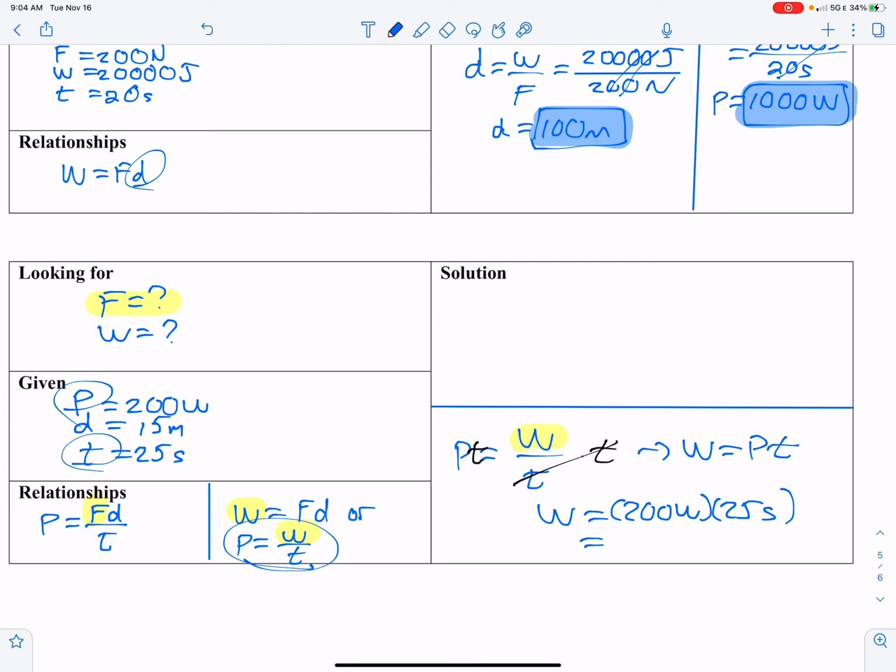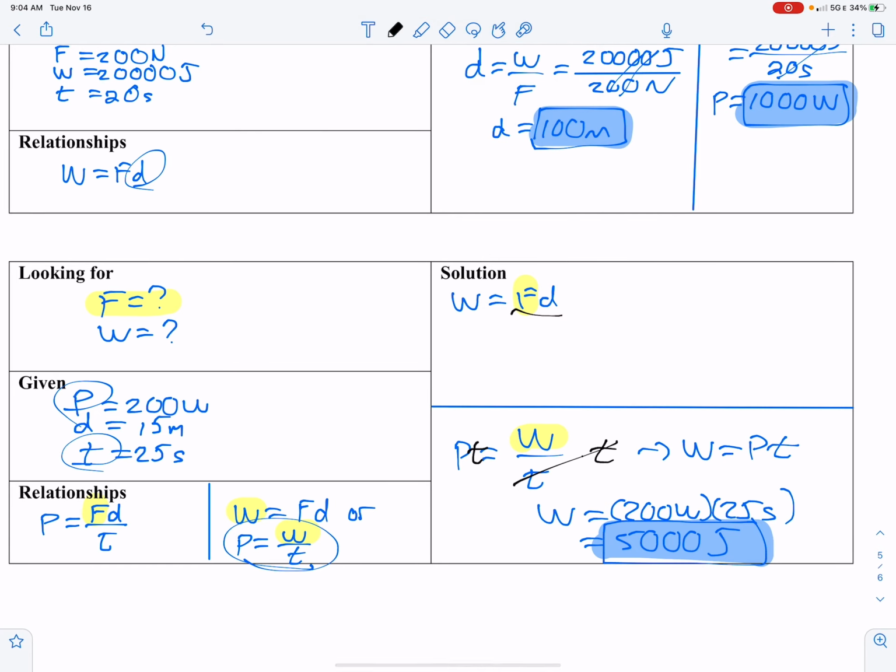Okay, let's put that into our calculators together. 200 times 25 is 5,000 joules of work. Okay, so we kind of did the second part first, just to make it faster. And then finally, to find the force, I can just simply use work is force times distance and solve for F. And we've done that one already.